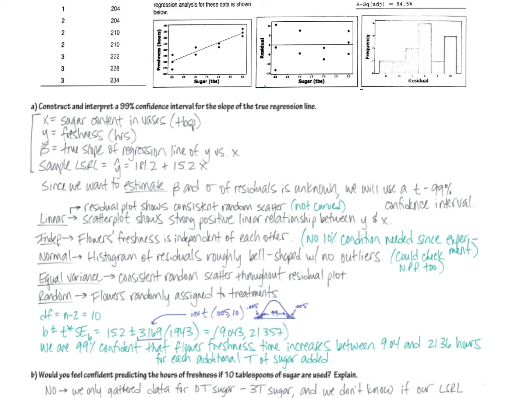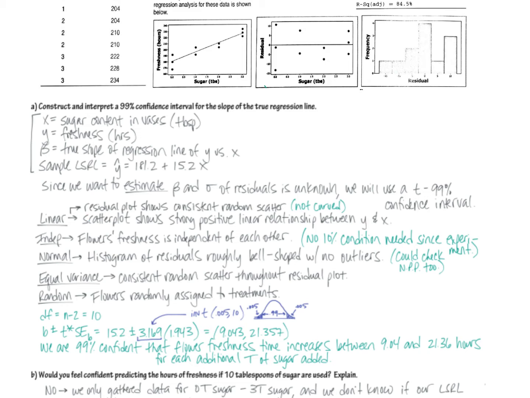Linear, there's 2 things you're looking at. The original scatter plot does show a strong positive linear relationship between y and x, so that's this scatter plot right here, the sugar and the freshness. I would definitely say that's strong and positive and linear. It's not curved, it's not like a no association situation. That is a pretty good looking scatter plot if I've ever seen one. So I'm going to mention that.